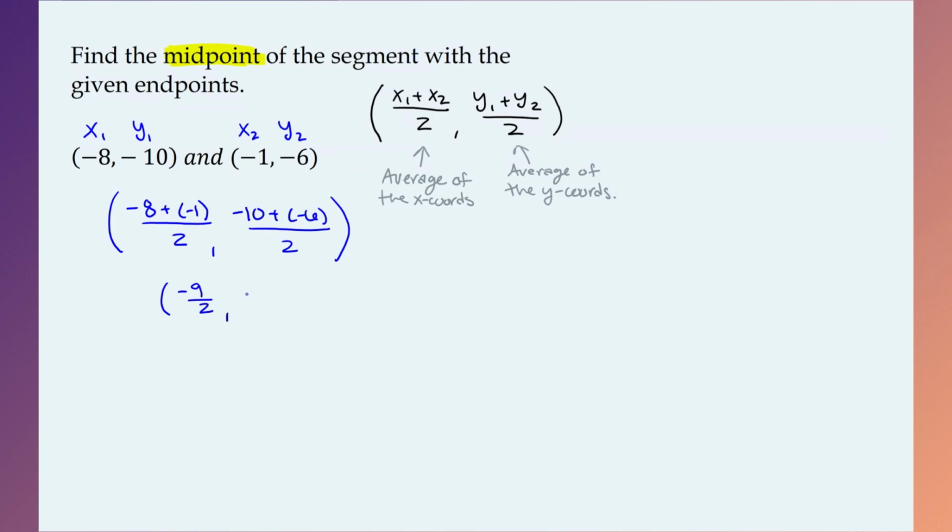So we get -9 over 2, comma, -16 over 2, and then continue simplifying. We get -9 over 2, comma, -2, and that gets you your midpoint.